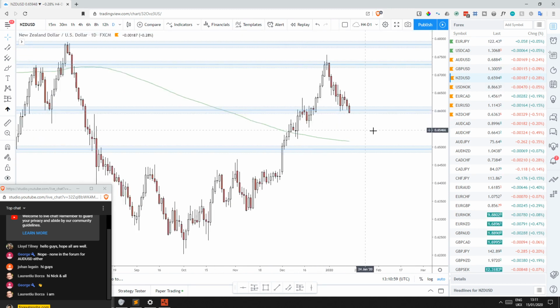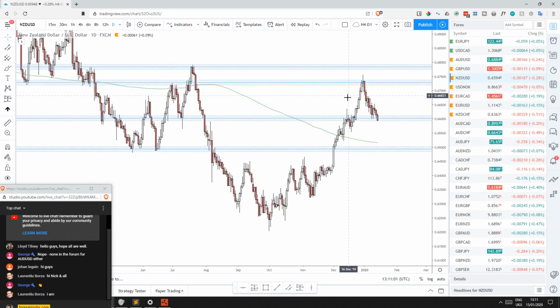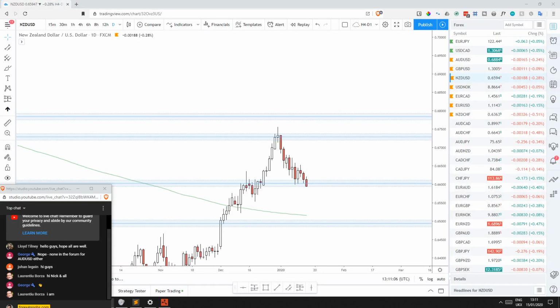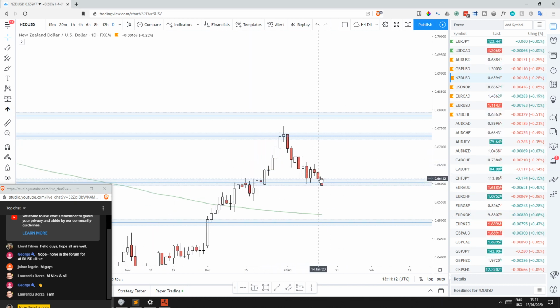If it breaks through, there's definitely potential for a short trade here on New Zealand USD, but that's a longer way off because we'd need it to break through and then retest this as resistance to continue down. So short term, if it stops, I'm looking for a long trade. Over the longer term, if it breaks straight through and closes below today, then it pulls back up, I'll be looking for a short trade.